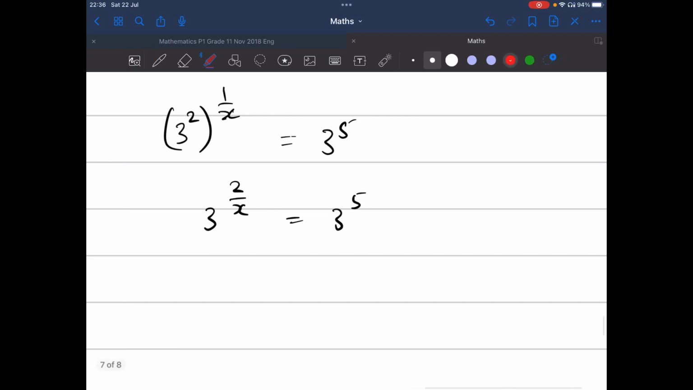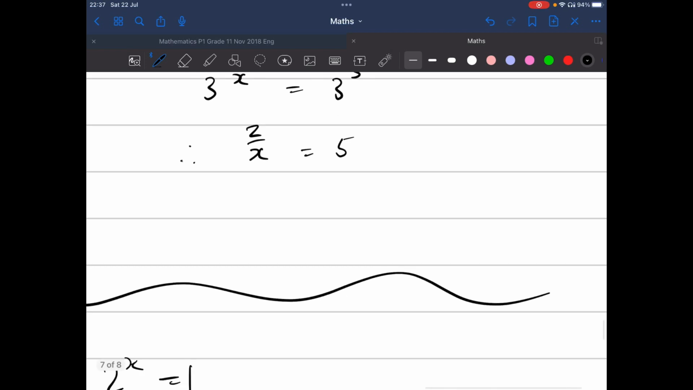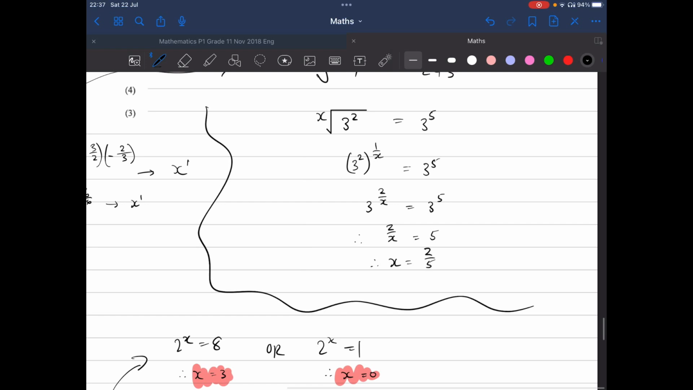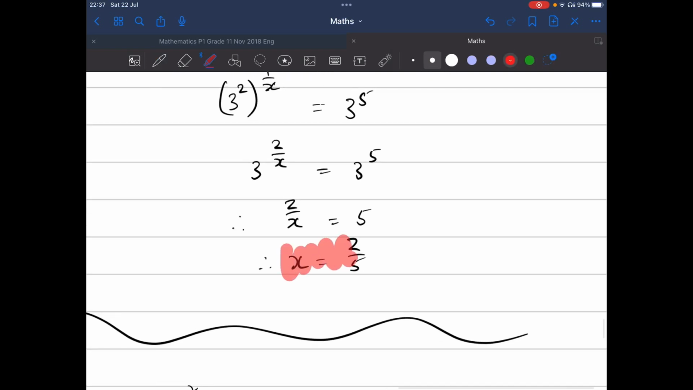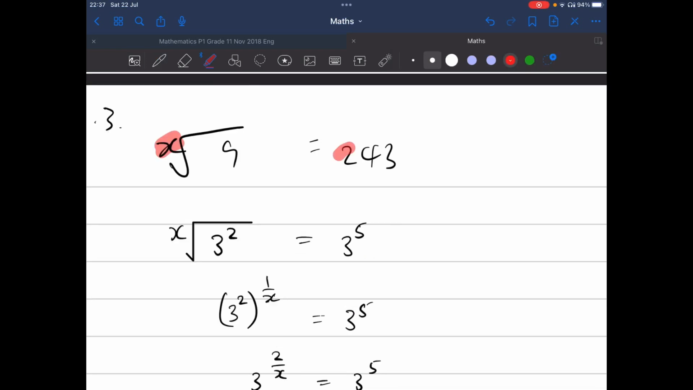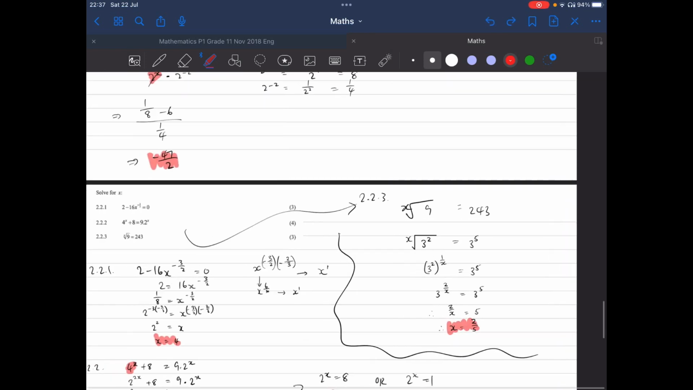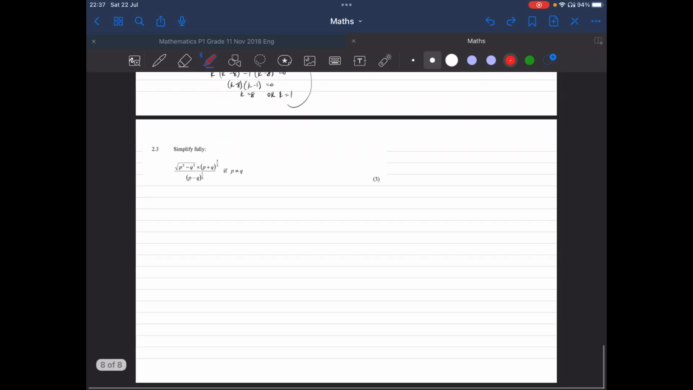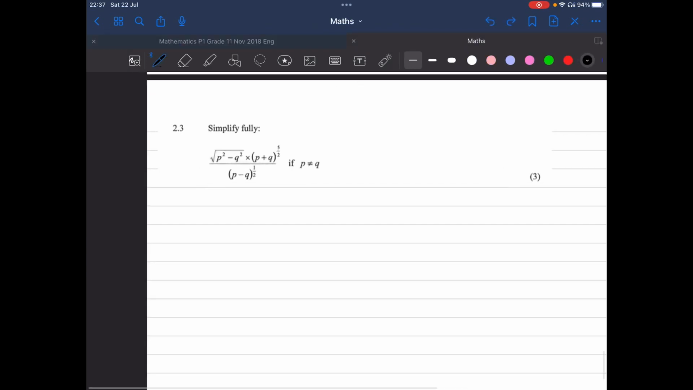Now if I have the same base on either side, I can get rid of the bases and just equate the exponents. Okay, so this will become 2 over x equals 5. Okay, and then it's a simple case of isolating x and solving for it. So therefore x is equal to 2 over 5. Okay, and again, take this answer, substitute it in here, and see if you get the correct answer. And if you do, that means your answer is correct. Okay. Let's move on to question 2.3.